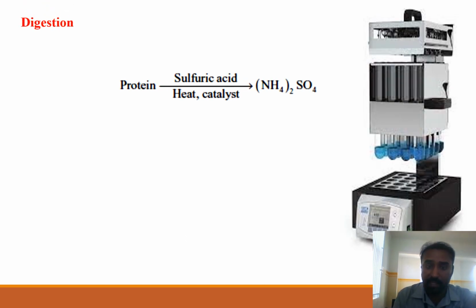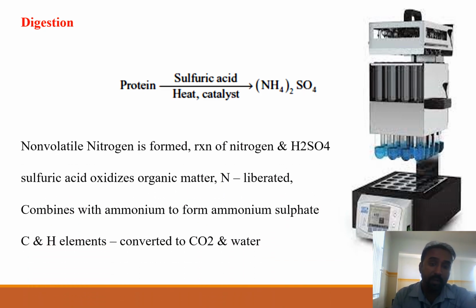Next, this is the image of the digestion tube. Here you can see the protein along with the sulfuric acid and heat, and in the presence of catalyst, the protein present in the sample is converted to ammonium sulfate. So non-volatile nitrogen is formed by the reaction of nitrogen and sulfuric acid. Sulfuric acid oxidizes organic matter and ammonia is liberated, which combines with sulfuric acid to form ammonium sulfate. Then carbon and hydrogen are converted to CO2 and water. This is the reaction behind what is happening in the digestion process.